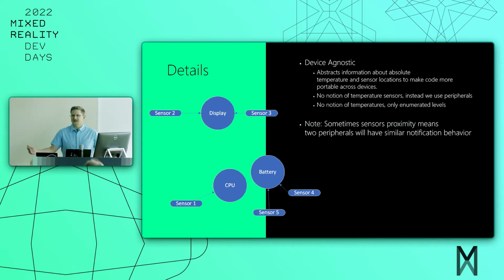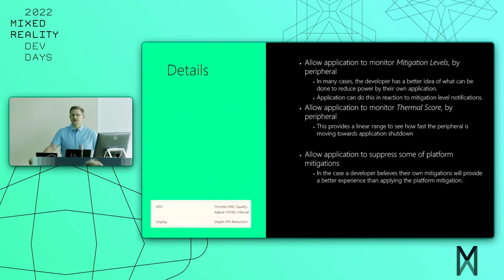So I talked about subscribing to notifications. This allows an application to monitor what we call a mitigation level, and it's attached to a peripheral. And as I said earlier, in many cases, the application developer has a better idea of what they can do to mitigate than the system. And they do this in a reaction. And then the other concept here is a thermal score that can be monitored by peripheral. This provides a linear range that can be used by the application or even in testing to understand how fast the device is heating up or cooling down.